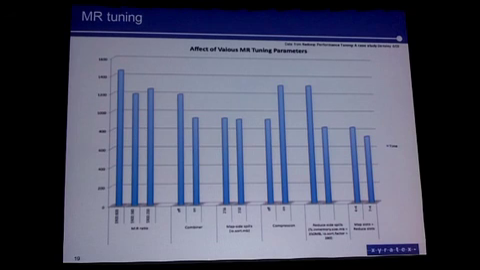So I just wanted to point out that all of the work that we had done is on untuned MapReduce. So if you were going to really get into this yourself, you should spend some time trying to understand how to maximize the performance of MapReduce as well.